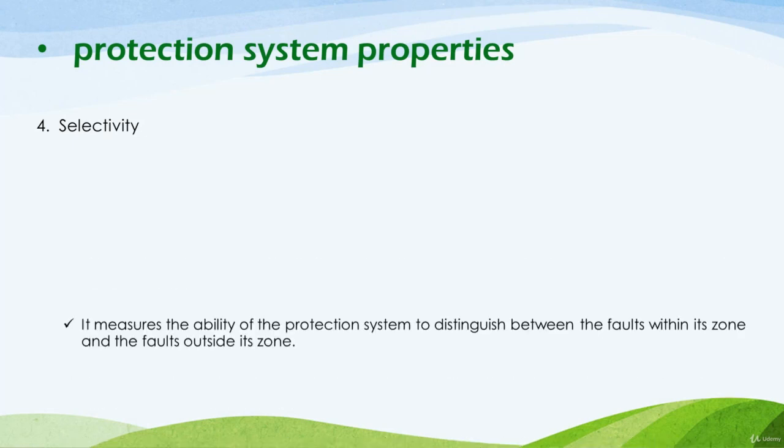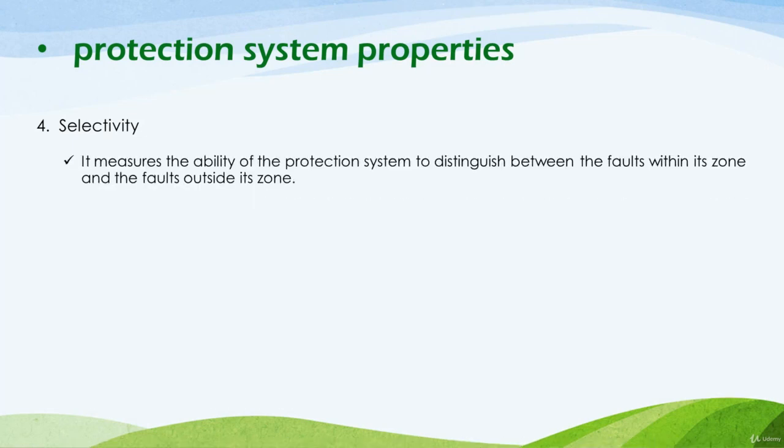So let's go ahead. Now the fourth property of the protection system is the selectivity, and the selectivity is the ability of the protection system to recognize if the fault current lays within its zone of protection or it lays outside its zone of protection. If the protection system managed to detect only the faults within its zone and it managed to neglect the faults outside its zone, this protection system will be a selective one as it managed to detect its related fault and it neglects the faults not related to it.